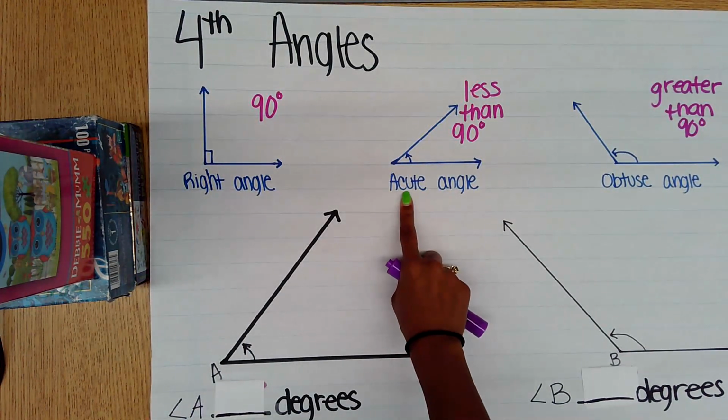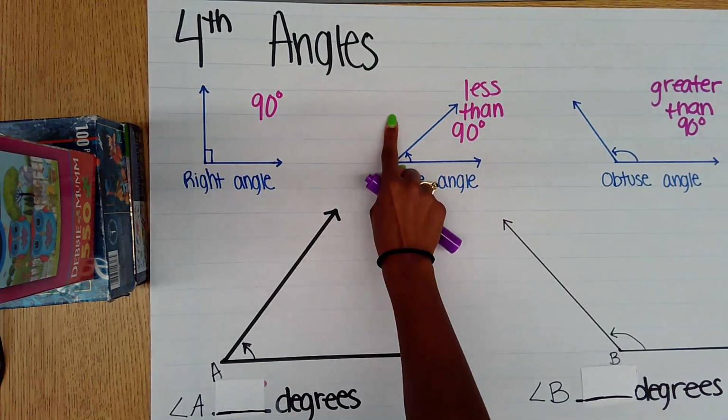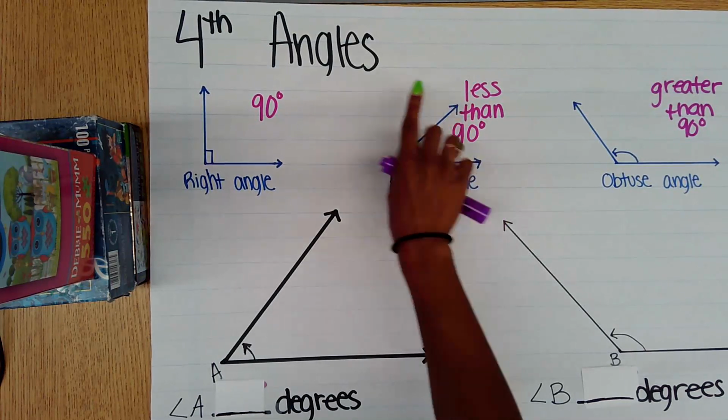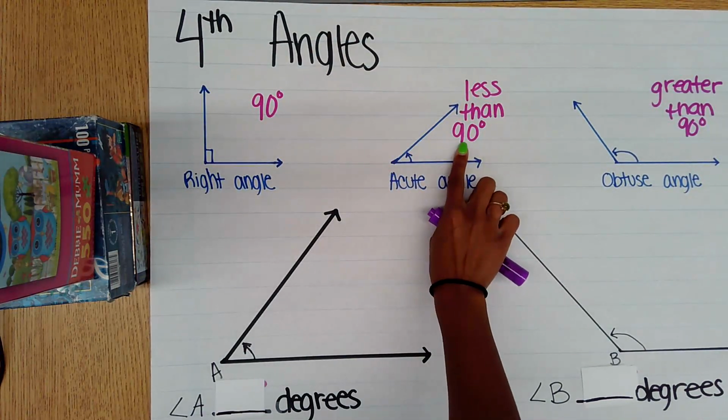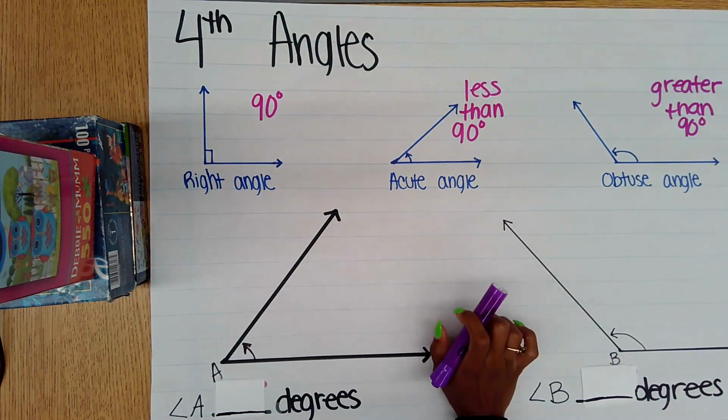An acute angle is any angle that is less than 90 degrees. So I know my 90 degrees would be an exact corner. This is clearly less than my 90, so 89 degrees, acute angle, 70 degrees, acute angle.